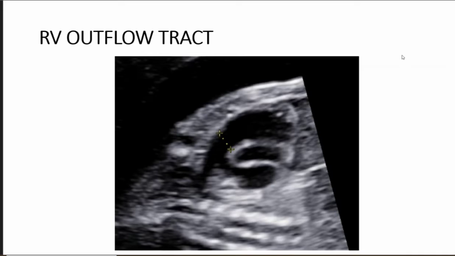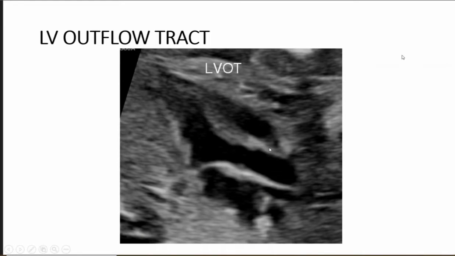From the axial view, you rotate the transducer 90 degrees, or you make the transducer parallel to the spine. The right ventricle will be anterior, and the vessel coming out from the right ventricle will be the pulmonary artery, and it will be immediately below the sternum. So this is the RVOT view, and this is the pulmonary artery coming out of the right ventricle. So that's the RVOT view. Rotate the transducer to the left shoulder of the fetus, and you will get the left ventricular outflow tract view.